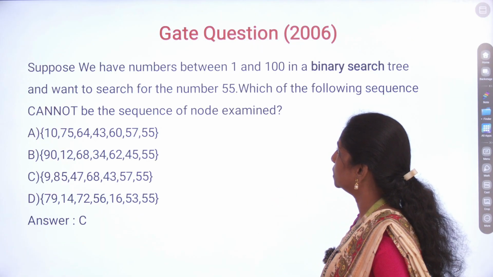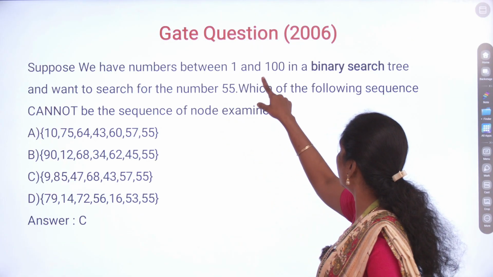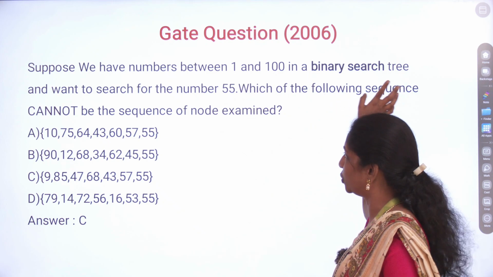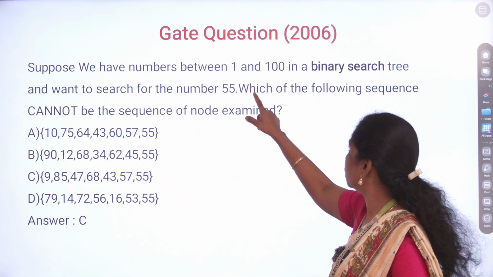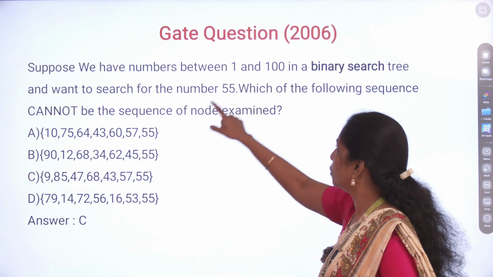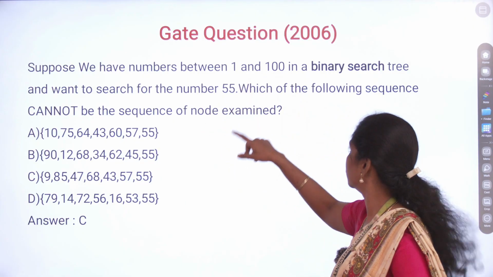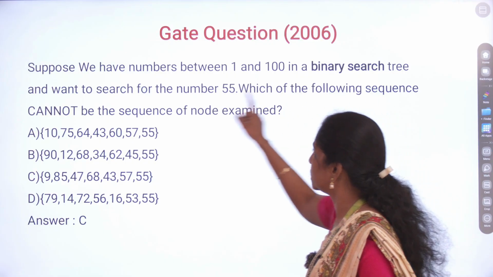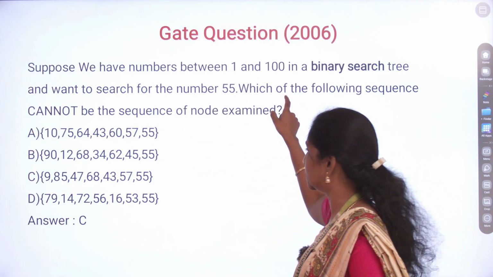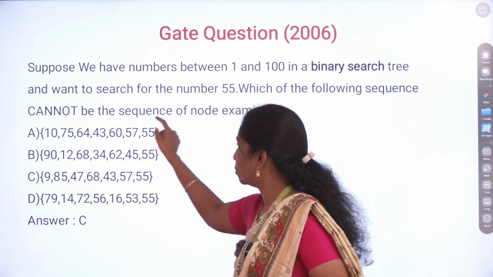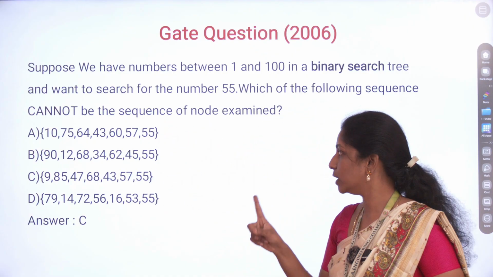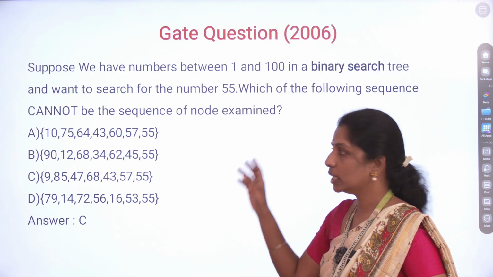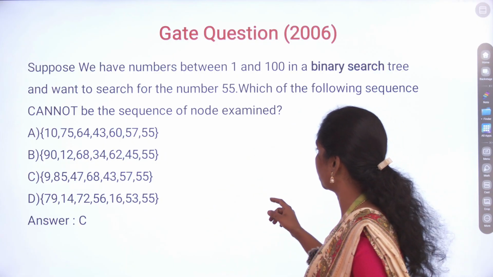Okay, next GATE question. Suppose we have numbers between 1 and 100 in a binary search tree and want to search for the number 55. So we have numbers from 1 to 100. We want to find number 55. Which of the following sequences cannot be the sequence of the nodes examined? They are asking which cannot be a sequence; the remaining ones are all valid sequences. So let's see one by one.